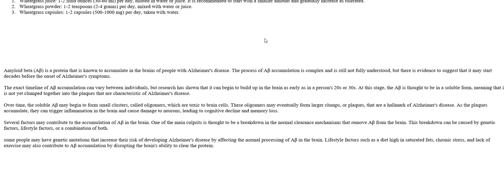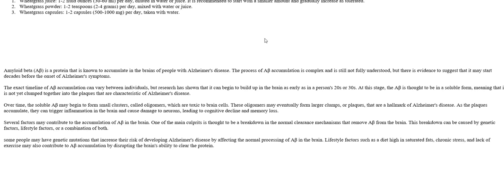Amyloid beta is a protein that is known to accumulate in the brain. In people with Alzheimer's disease, the process of amyloid beta accumulation is complex and still not fully understood, but there is evidence suggesting it might start decades before the onset of Alzheimer's symptoms. The exact timing can vary between individuals, but research has shown that it can begin to build up in the brain as early as a person's 20s and 30s.